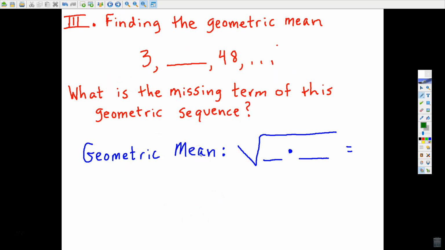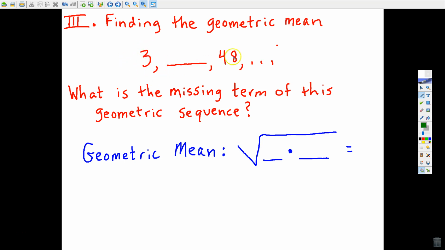Okay, part 3. Let's talk about geometric mean. And this comes in handy in problems like this, where we're given a part of a geometric sequence and we have some missing terms, and it's our job to figure out what those missing terms are. Well, if it truly is a geometric sequence, we use this concept of geometric mean to find those missing terms.